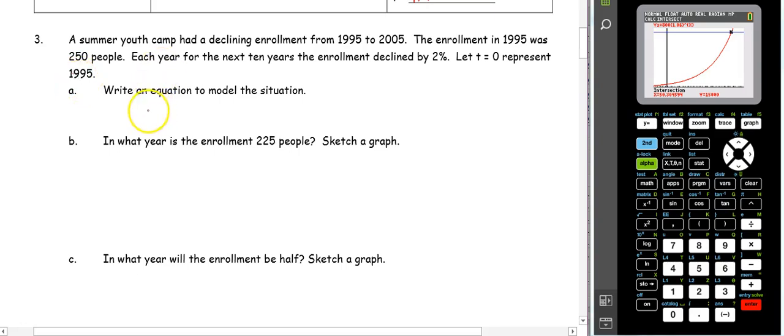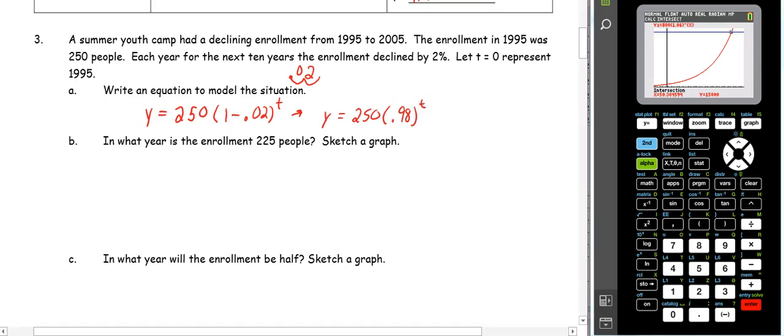So this time we're going to do an exponential decay. So we have y equals, the start value is 250. If it's 2%, when we change that into a decimal, we're going to have 0.02. So we have 1 minus 0.02 to the t power. So that simplifies to y equals 250 times 0.98 to the t power.